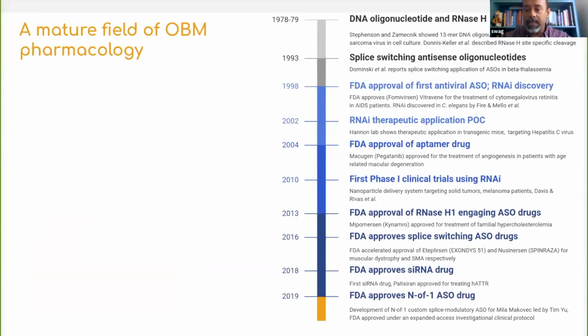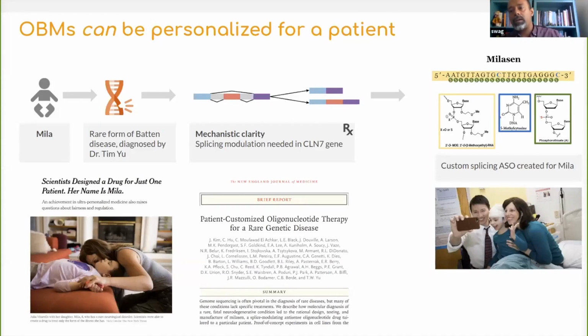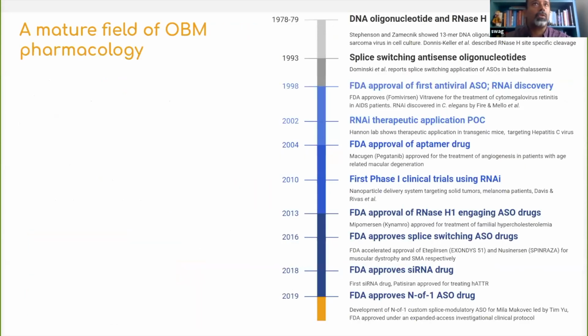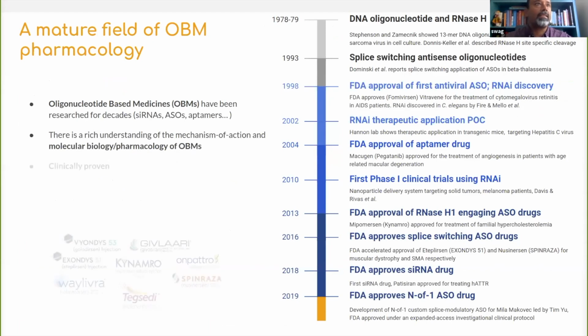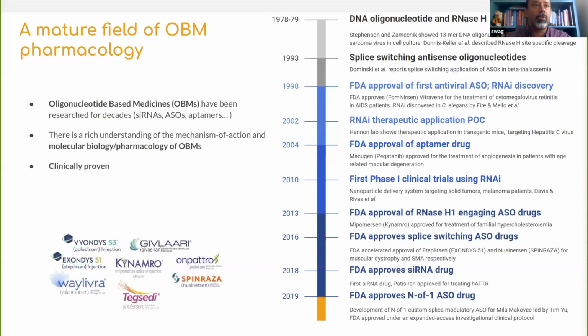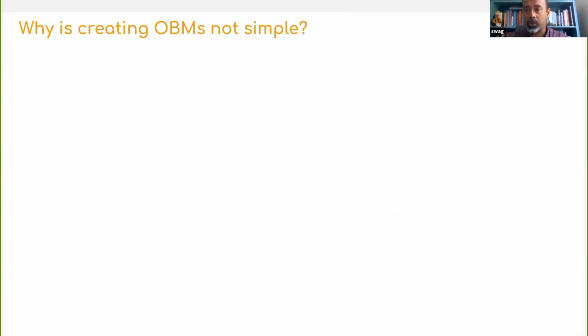So this is a mature field, however, right? This story is built upon a rich field that several companies have worked on for a long time, Ionis, Alnylam, Roche, and so on. But it really started in the early 80s, where DNA oligonucleotide and RNA-seq activity was understood, or at least first reported, and then increasing understanding has been gained over the last 3 to 4 decades. And here's a short timeline, and these are medicines that have been researched for decades. There is a rich understanding of mechanism. They're clinically proven. So what is stopping this modality from really being scaled up in the way that I just showed for one patient?